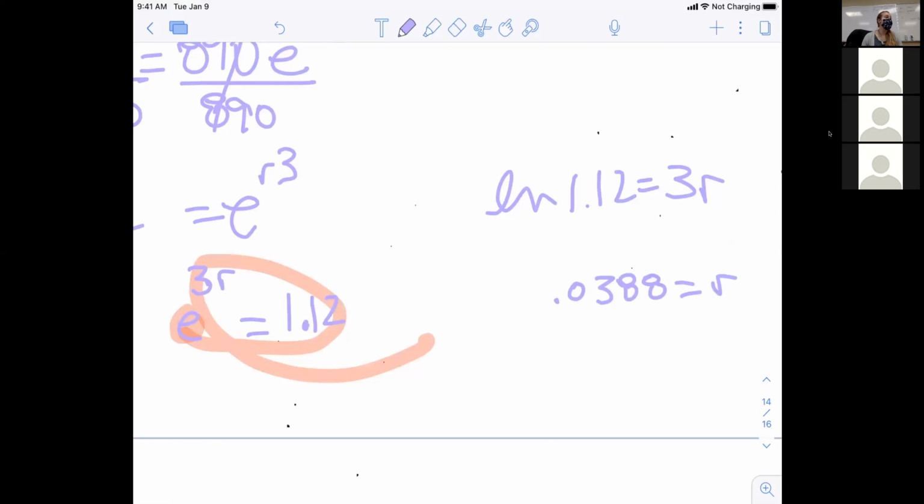This is a rate. We know that rate is in terms of percentage, so I do need to make this a percentage. 3.88, 3.89%, whatever, something along those lines equals r.